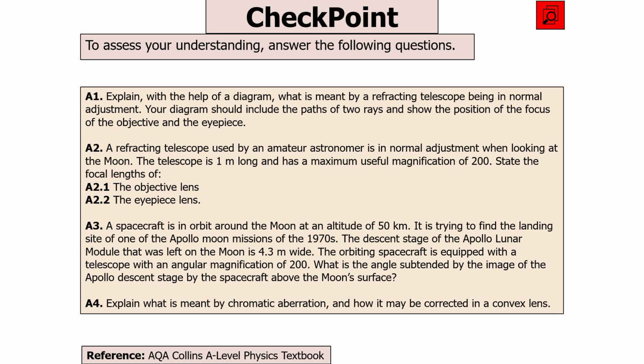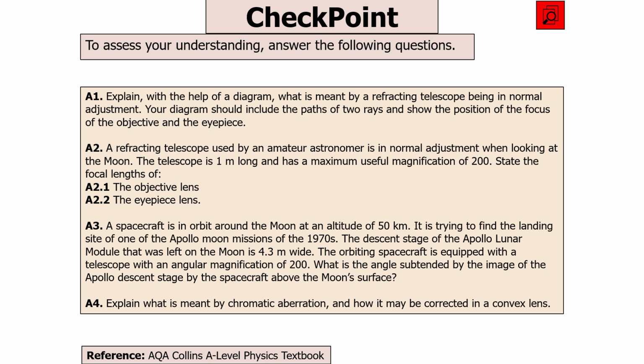The next question says, explain with the help of a diagram what is meant by a refracting telescope being in normal adjustment. Your diagram should include the paths of two rays and show the position of the focus of the objective and the eyepiece. Then, a refracting telescope used by an amateur astronomer is in normal adjustment when looking at the moon. The telescope is 1 meter long and has a maximum useful magnification of 200. State the focal lengths of the objective lens and the eyepiece lens.